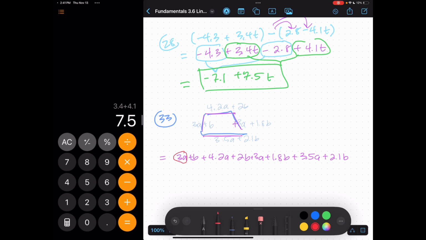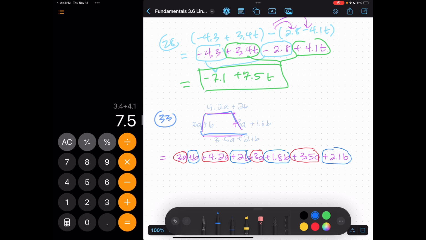We've got 3a, we've got 4.2a. I'm circling the sign in front of it. We've got 3a, we've got 3.5a. Okay, b, let's just do blue. We've got, this is a positive b, and there's 1, right? So this is 1b. Then we've got 2b, and then we've got 1.8b, and then we've got 2.1b.